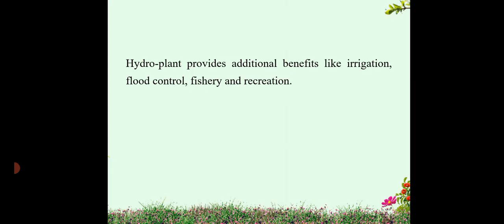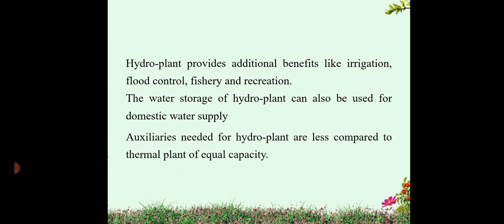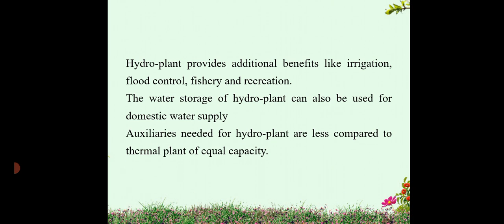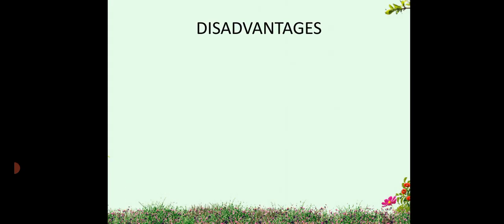A hydropower plant provides additional benefits like irrigation, flood control, fishery, and also recreation. The water storage of the hydro plant can be used for domestic water supply. Auxiliaries needed for a hydro plant are less compared to a thermal power plant of equal capacity. It requires self-supervising staff. Maintenance cost is also very low.